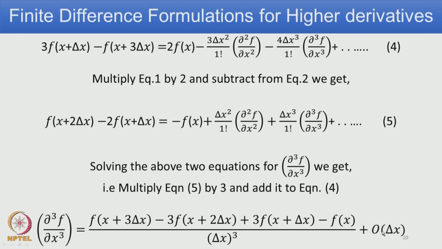So, in this class what we have done: how to obtain the finite difference procedure on a non-uniform mesh, and how to obtain the finite difference formula for mixed derivative, that is derivative in two directions. And the third important subject was how to obtain the finite difference formula for higher derivative. As an example, we took the third derivative dou cube f by dou x cube.